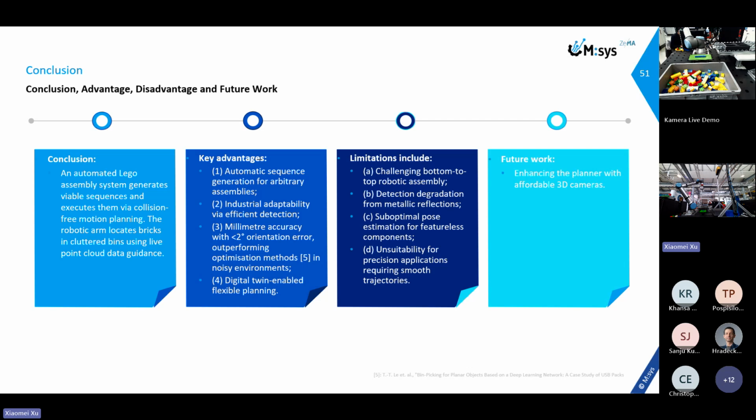Limitations include the challenge of button-to-top robotic assembly, detection degradation from specular reflections, suboptimal pose estimation for featureless components, and unsuitability for precision applications that require smooth trajectories. In future work, we will enhance the planner using an affordable 3D camera and then solve these limitation problems.